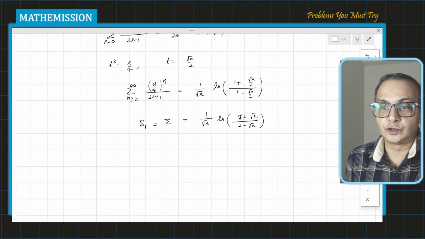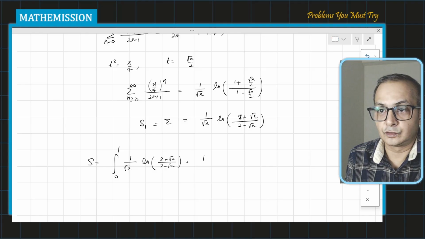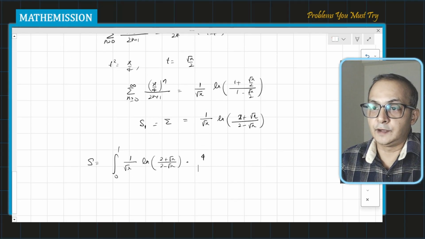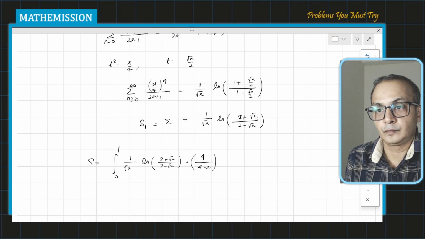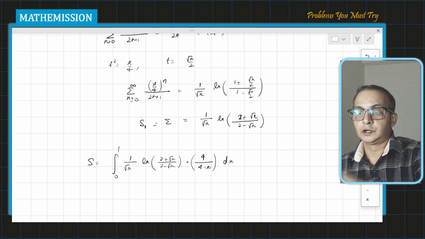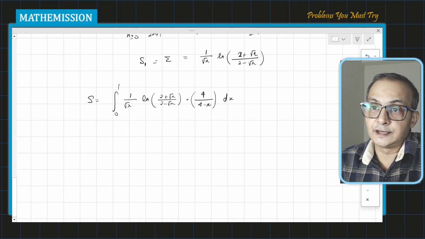So this is going to be S. This is 0 to 1. S1 is 1 by root x log of 2 plus root x by 2 minus root x, into 4 by 4 minus x, perhaps, let me check, 4 by 4 minus x. That's okay, and that is going to be dx. So in this way we got this expression. Now our work is to find out the integral of this.